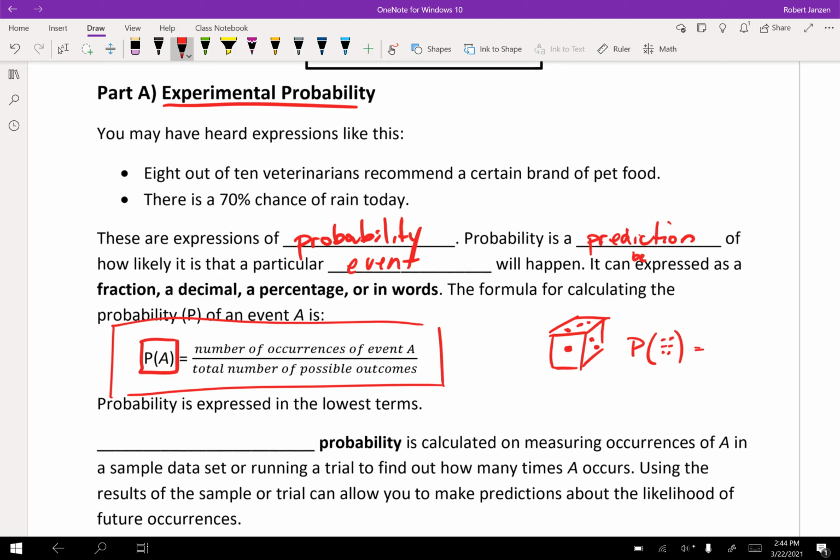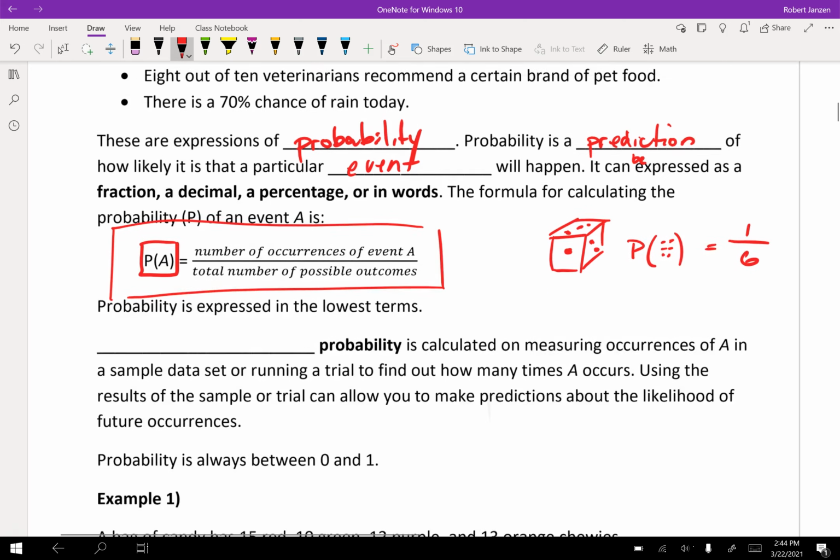Okay, if we wanted to do the probability of 6 dots, the probability of this happening, well, how many sides have that? In other words, how many events have A happening? How many events have the 6 happening? Well, only one side has the 6 dots. How many total outcomes are there? Well, there are 6 sides, so I would have a 1 in 6 chance of rolling a 6. Okay, that's how probability works.